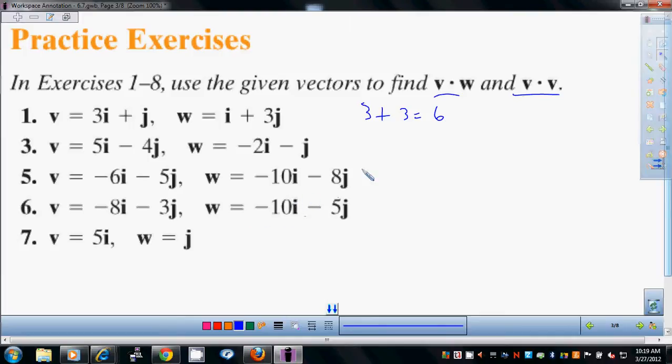Number 5. If we did v dot w on number 5, negative 6 times negative 10 is 60, plus negative 5 times negative 8 is 40, which gives you a dot product of 100. Number 7. What is the i value on w down here? 0. So 5 times 0, and then 0 times 1. And that just gives you a dot product of 0.